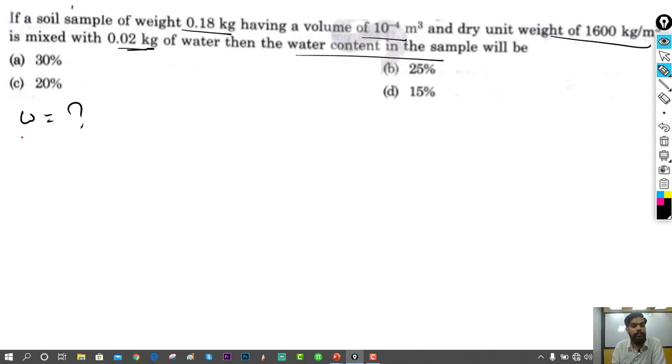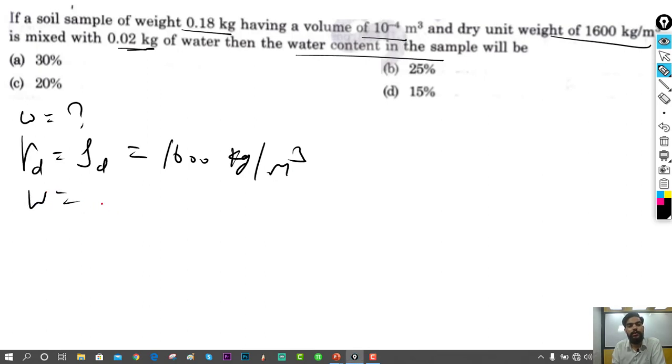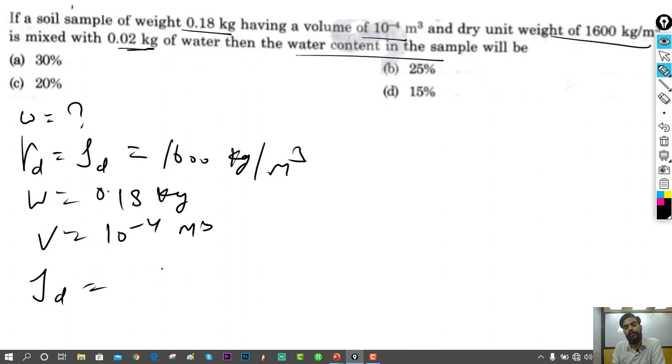So just remember, we are given gamma d or rho d. What is it representing? It represents the dry unit weight of soil, which is 1600 kilogram per meter cube. The weight of the soil sample is 0.18 kg, and the volume of the soil sample is 10 to the power minus 4 meter cube. Guys, remember the formula of dry density or dry unit weight: gamma d is equal to weight of soil solid divided by volume.